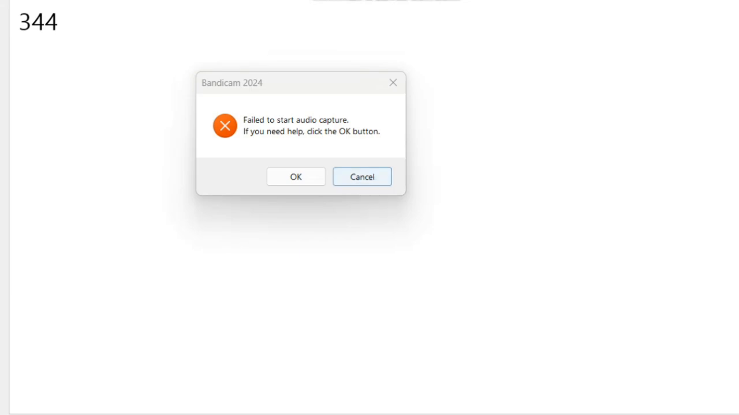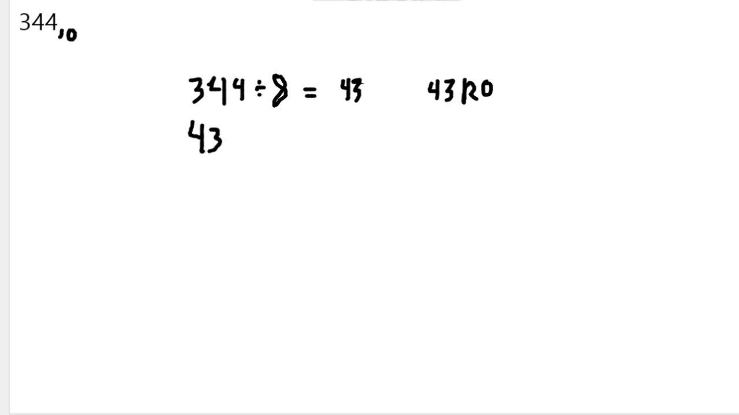Today we're going to talk about how to convert decimal to octal. Let's say we have a decimal number system here. We've got 344, and we can convert this into octal by dividing it by 8. So 344 divided by 8 is a perfect 43. It doesn't have a remainder, so we can just write it as 43 remainder 0.